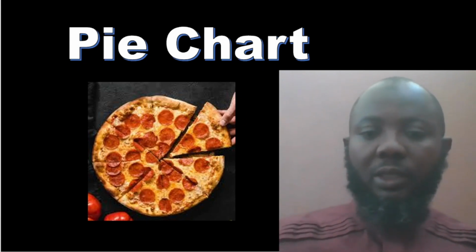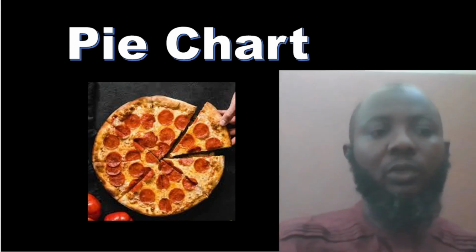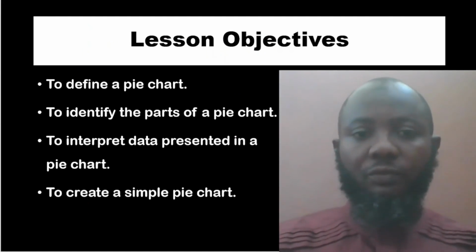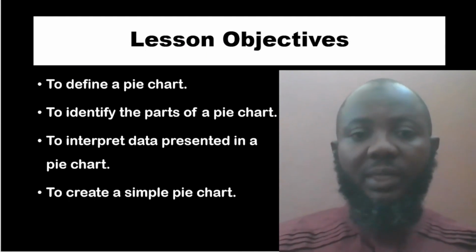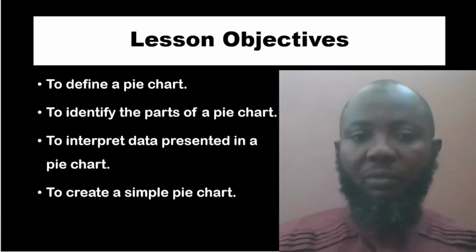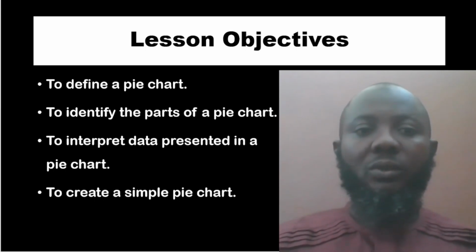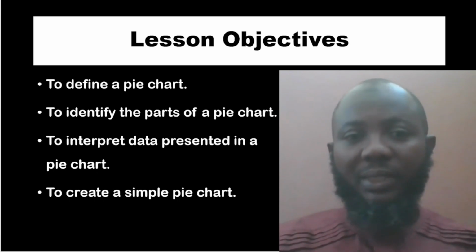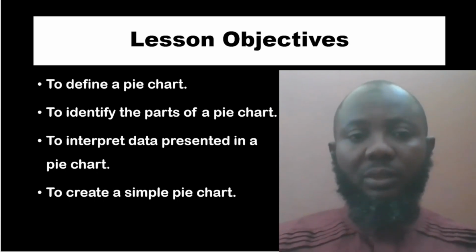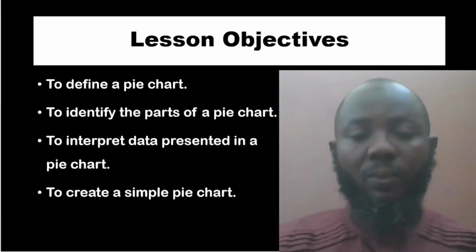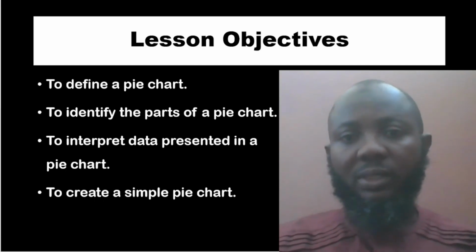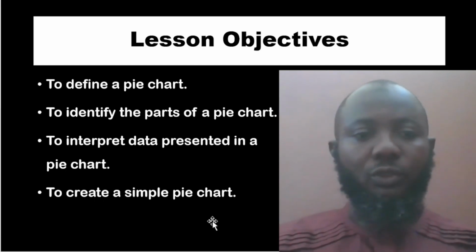So in this video, we're going to be looking at the following objectives. The first one is to define what a pie chart is. We look at the meaning of pie charts. After then, we look at how to identify the parts of a pie chart. Then we look at how we interpret data presented in pie charts, then how we can create a pie chart. So that's what we want to look at in this video. It's a very interesting topic. So let's look at what we have for you.